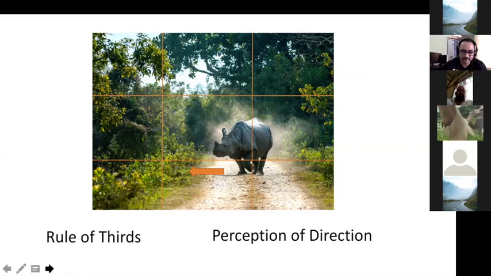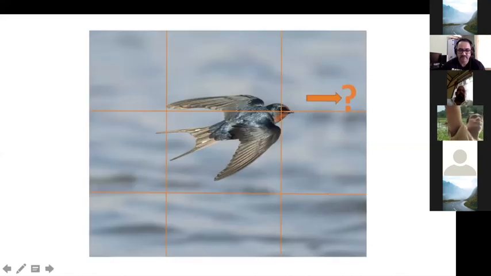Now, take an example of this image. Of course, it looks like the rule of third has been followed, but then the perception of direction is wrong here, apparently. So there's more space towards behind the bird. So what is the reason for framing this subject like this?